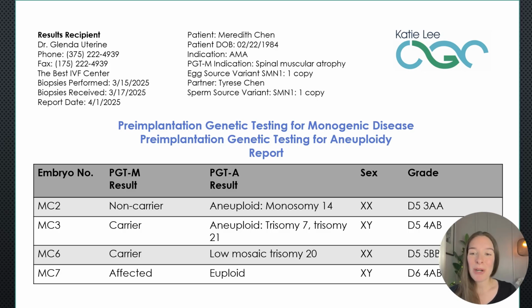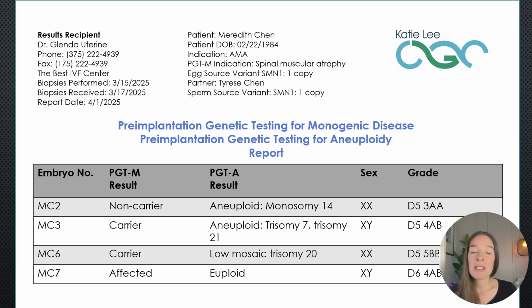Finally, and lastly, we have embryo number 7. This embryo was reported to be affected with PGT-M, so affected with spinal muscular atrophy, but the PGT-A result was euploid. Now, since one of the main reasons this couple did PGT-M was to avoid transferring embryos that were impacted, they're probably not going to want to utilize that embryo.